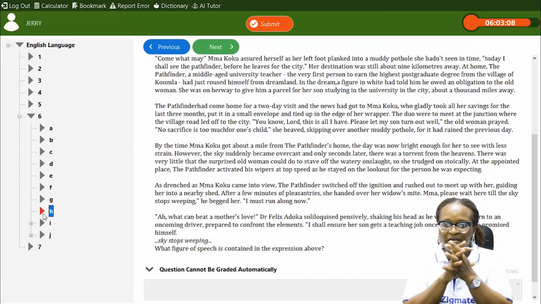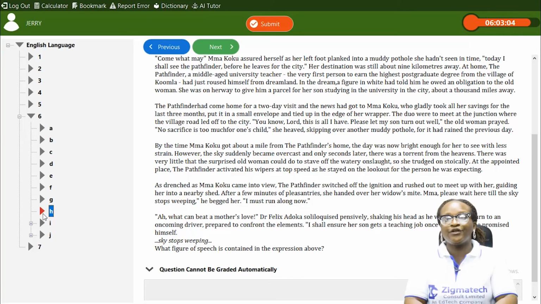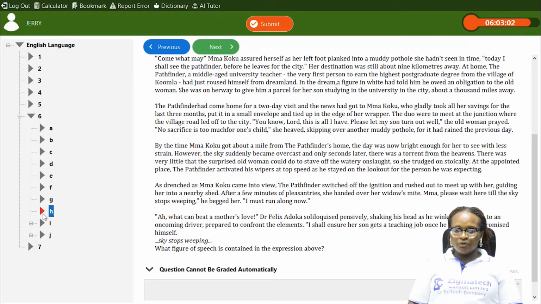All right, the next says, sky stop weeping. I remember saying something. If I knew they were going to ask questions. But the only thing is that they would have written them in italics to show that something is important. But obviously, when you are in the exam hall, those words will definitely either be underlined or written in italics. So look at it.